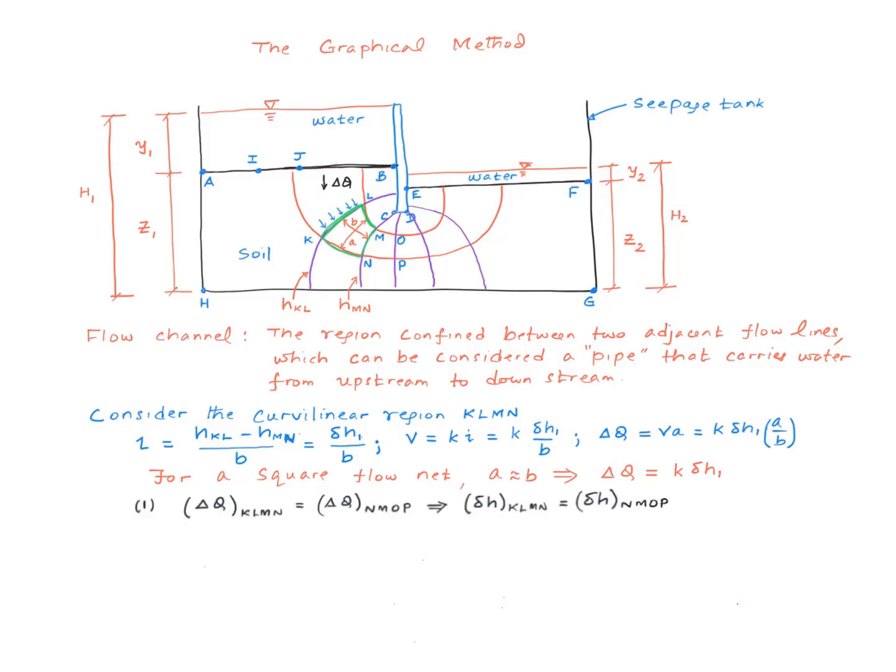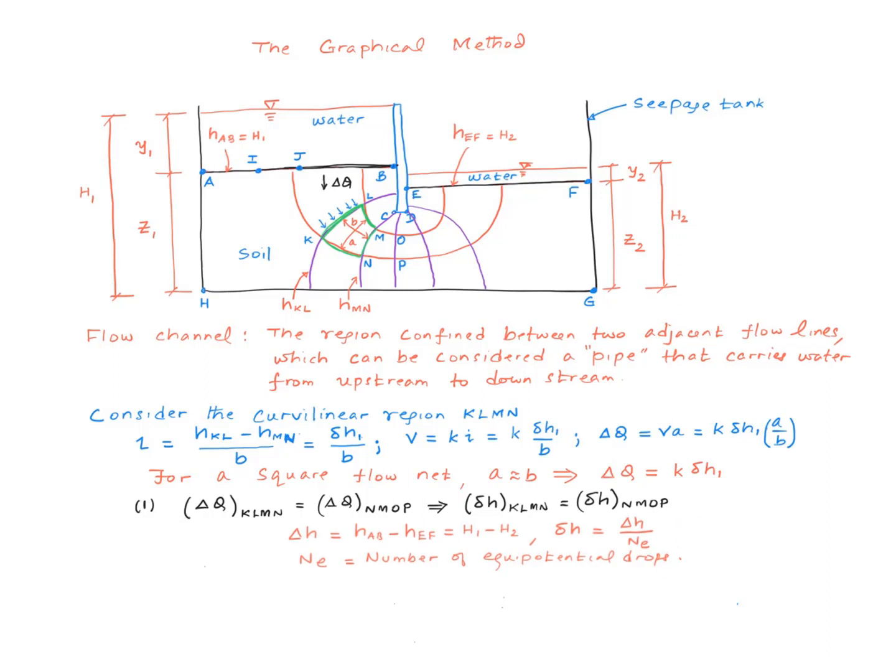Now we know that the quantity of water that flows through this region right here must be exactly equal to the quantity of water that flows through this region, right? And by equating these two, we find this very interesting result. That is, the head drop between this line and this line must be exactly equal to the head drop between this line and this line. So we can extend this analysis all the way to show that the head drop between two adjacent equipotential lines in a square flow net is a constant. We can easily calculate that as shown here.